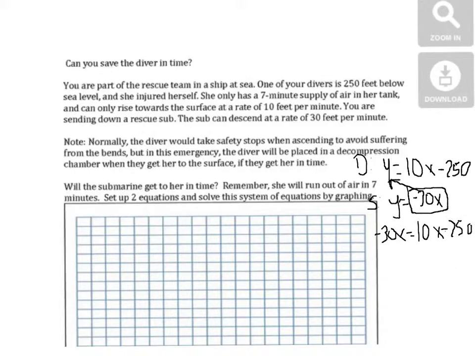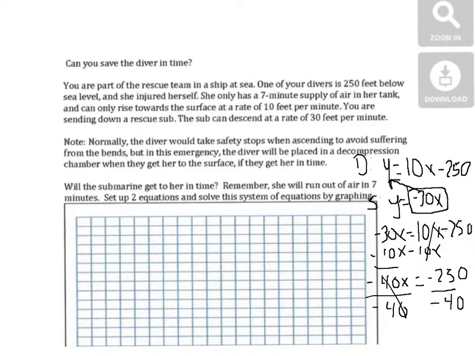And then I can solve for x to find out how many minutes it takes them to meet the diver and see if they save her in time with the 7 minutes. The graph already showed, in the student sample, that it was between 6 and 7, but we need to get an exact solution. So if I subtract 10x from this side to bring it over here with the negative 30x like terms, then you're going to have negative 40x equals negative 250. Divide by negative 40. And so negative 250 divided by negative 40 leaves positive 6.25 minutes, which is when they will get to the diver, so they do get there before the 7 minutes is up.